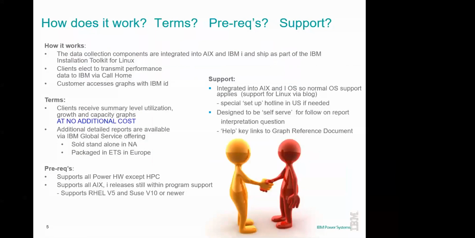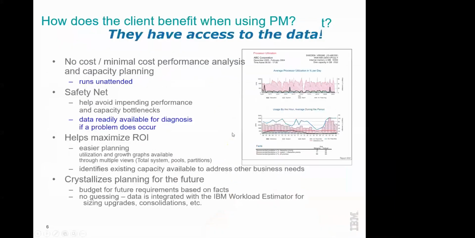The prerequisite: all Power hardware except HPC, supporting all AIX and IBM i releases which are still in program, and also Red Hat version 5 and SUSE version 10 or newer. This is integrated into the OS, as I already mentioned. It ships with the OS in IBM i and AIX. As soon as you reboot the machine, PM is active. You only have to accept some conditions and fill in some information. Then you have access to some graphs and everything.